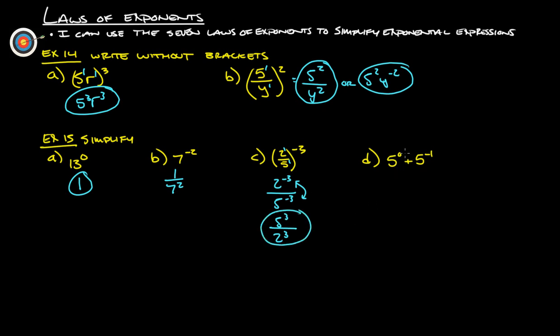And then this here, 5 to the 0, anything to 0 power, 1, plus 5 to the negative first is 1 over 5 to the positive first. So 1 plus 1/5 is going to be, we can either write it as 6/5 or 1 1/5. Either one is fine. All right?